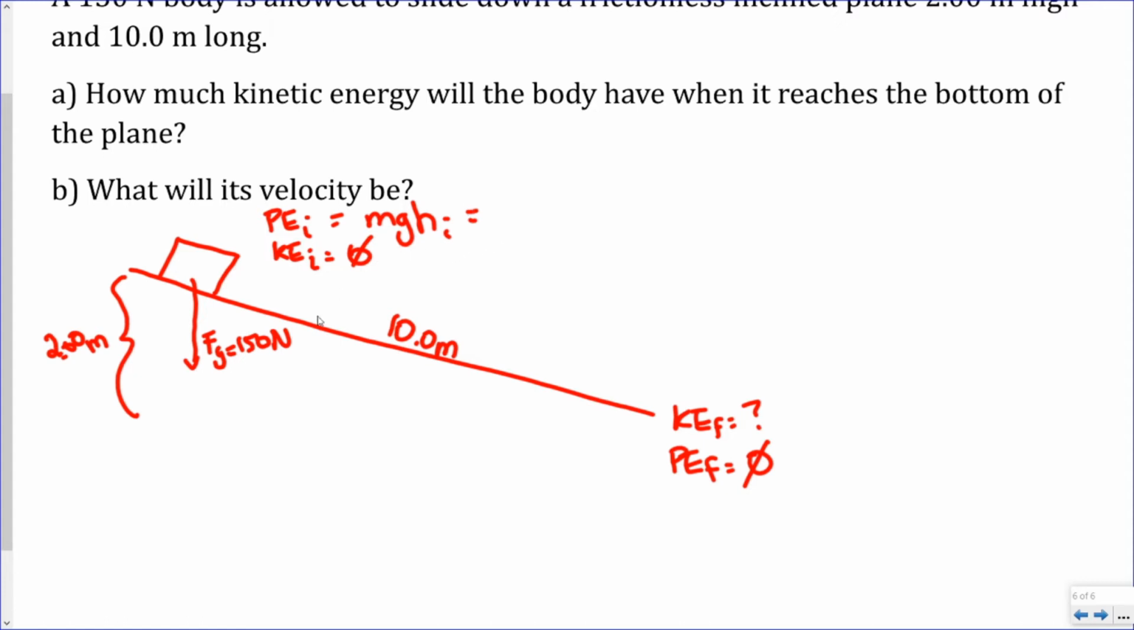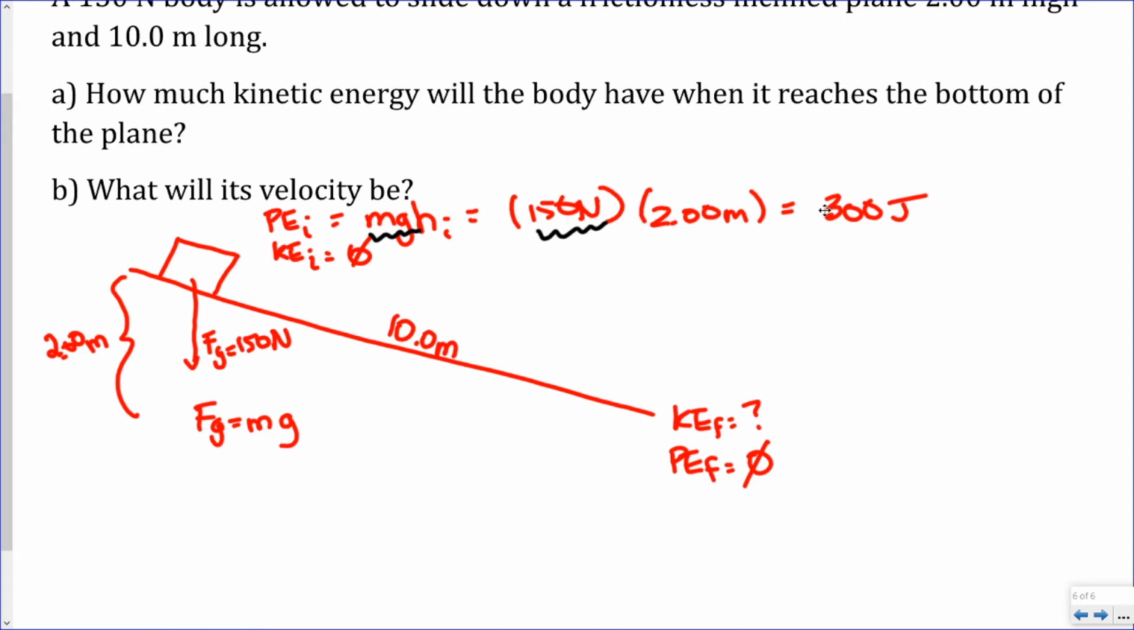So the mass, do we actually know the mass? No, we don't. We know Fg though, which, what do we know about Fg? Fg is just mass times the acceleration due to gravity, which is this part right here. This is really just Fg. So this part is 150 newtons, and the height initially was 2.00 meters. So that gives me 300 newton meters or 300 joules.